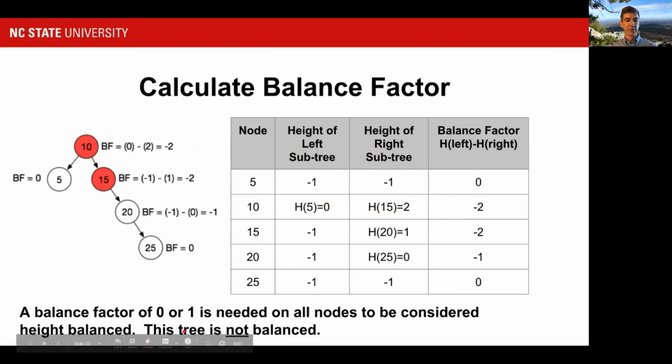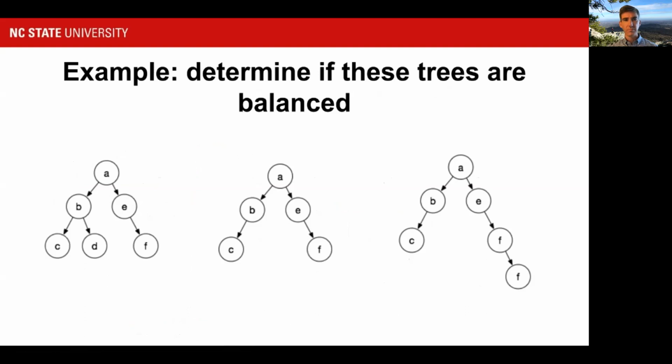And again, as I was just saying, a balance factor of 0, 1 is needed on all the nodes to be considered height balanced. And so this tree is not height balanced. So how about these trees? Are these trees balanced or not?